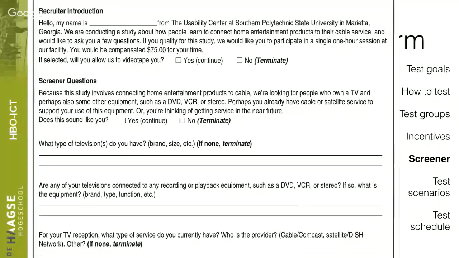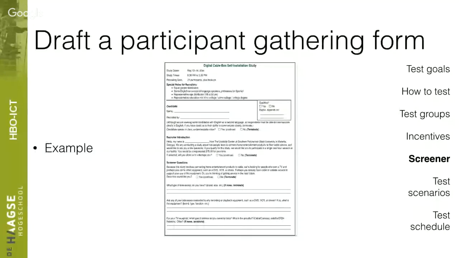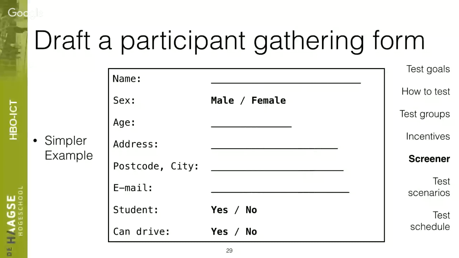Okay, so this is about using cable boxes for TVs. If you don't have a TV set, then also terminate. If you do have, then get the brand, gather some information, etc. This is a very complicated form for a big study, but for you guys, you can also keep it very, very simple. Just get name, gender, age, address if needed, email, contact them, and then gather some information.